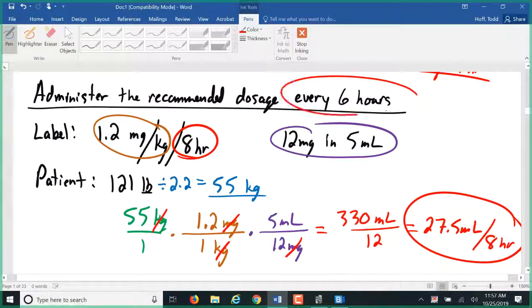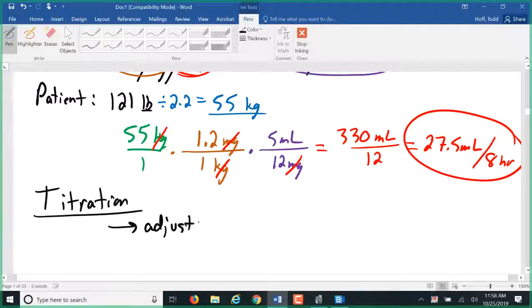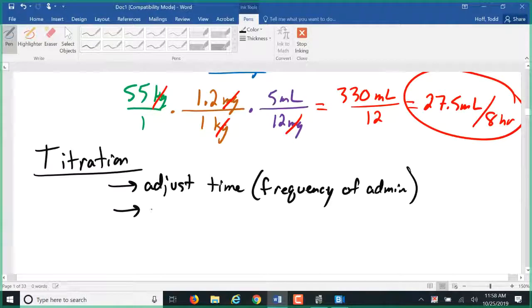Our doctor wants it administered every 6 hours. To do this adjustment, we could actually do a conversion. The conversion that we use is called a titration. Titration can be used for a couple of different things. One is to adjust time. By time, I mean frequency of administration. The second, titration can be used to adjust minimum or maximum dosage if there's a range given. So far, every dosage I've given you is just a flat so many milligrams per kilogram. I haven't given you a range yet. That's coming up.